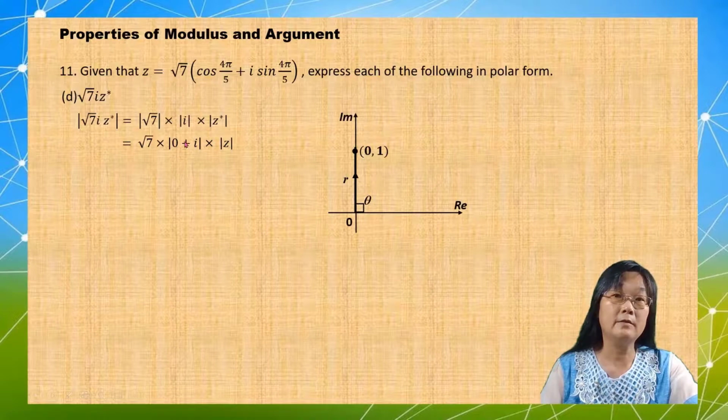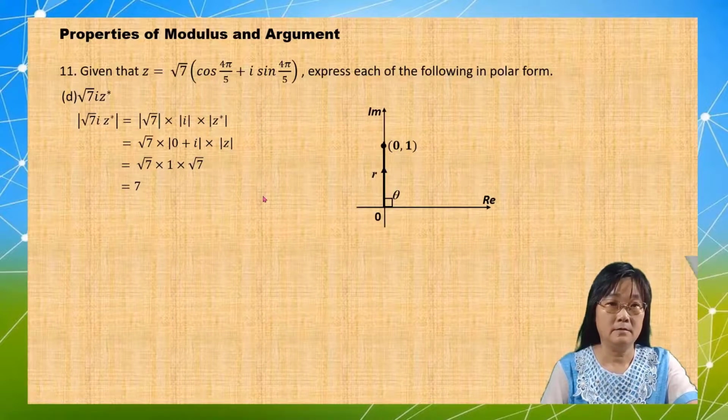Now for this one, when we look at the diagram, x is 0, y is 1, that is on the imaginary axis. So on the imaginary axis, y is 1 means the modulus is equal to 1. As for the modulus of z, we can get it from here. So finally the modulus is 7.